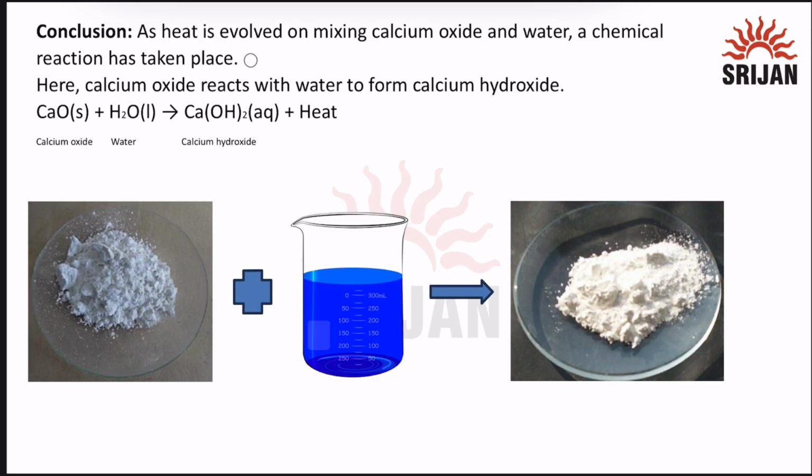Conclusion: as heat is evolved on mixing calcium oxide with water, a chemical reaction has taken place. As you can see, this is the chemical reaction: calcium oxide plus water gives calcium hydroxide plus heat. It also releases heat, that's why we feel the warmth. Here is calcium oxide, we mix it with water and we get a product, and the product, when it is present in the beaker, is warm.